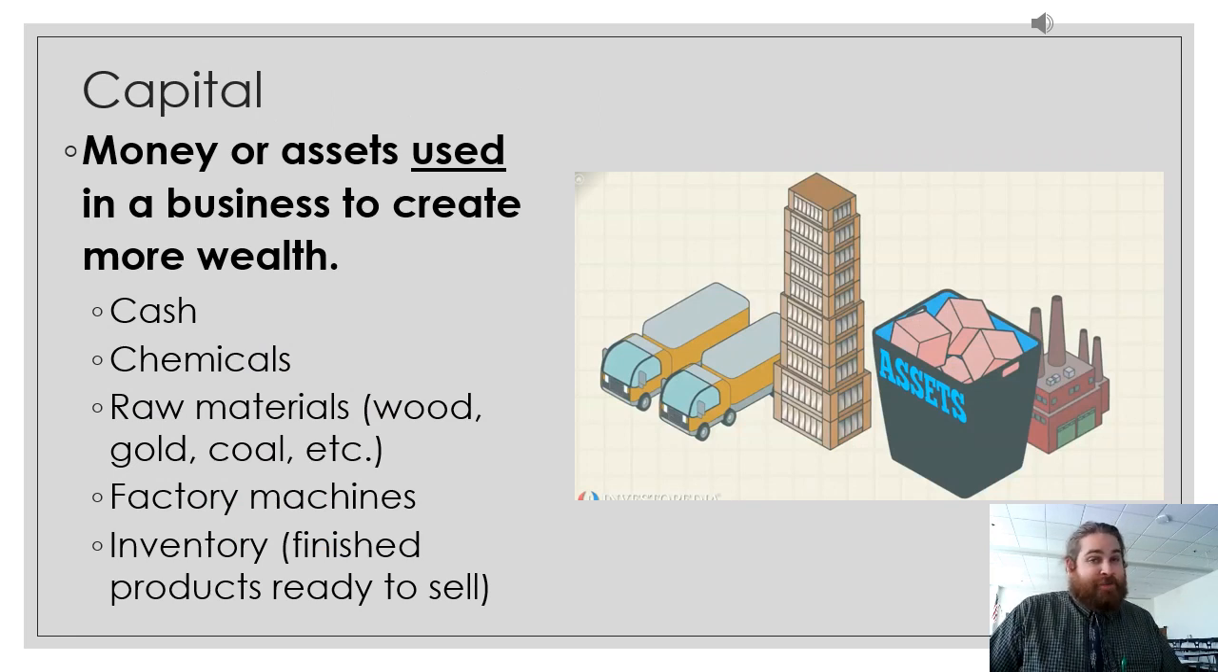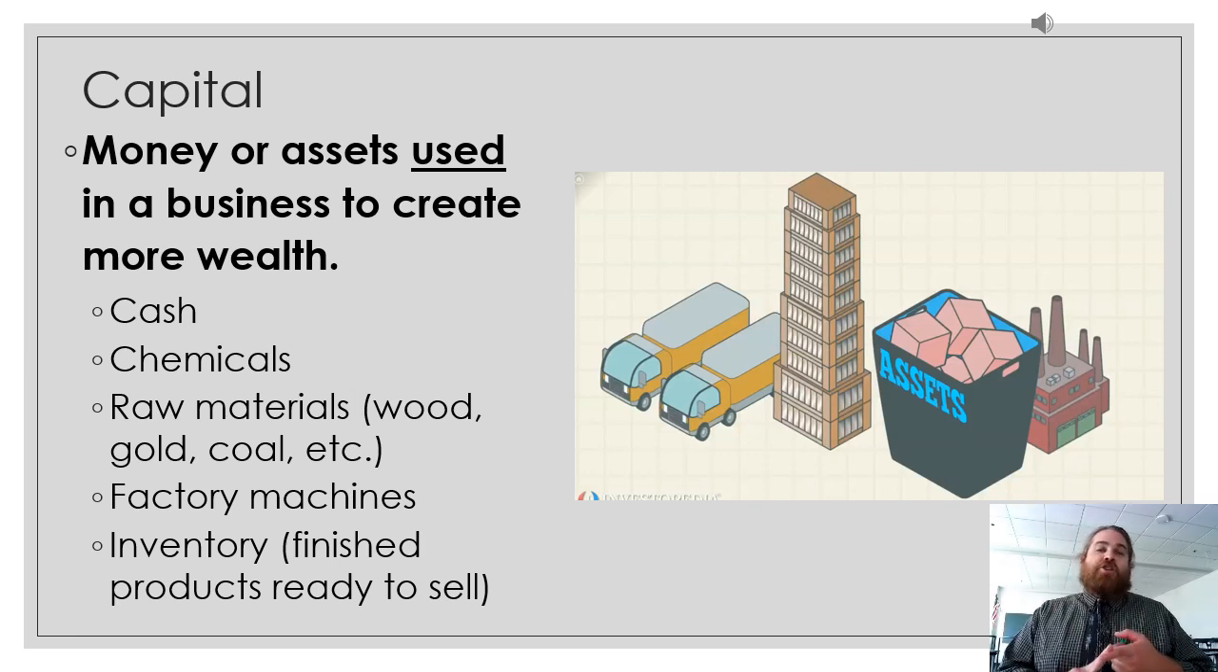So now we gotta get into some definitions because you guys don't know that much about capitalism and the American economy. So we'll start with this idea called capital. Capital is going to be one of the most important concepts to understand, so make sure that you get it. So capital is money or assets. Assets are just things with value, used in a business to create more wealth. That's the key. Wealth is when you consume something. Capital is when you create more wealth. And so capital can be a lot of things.